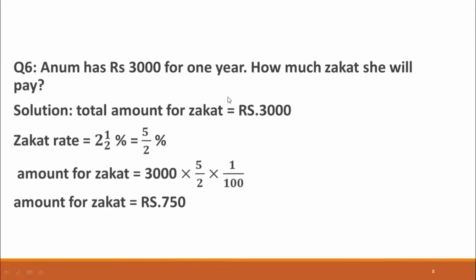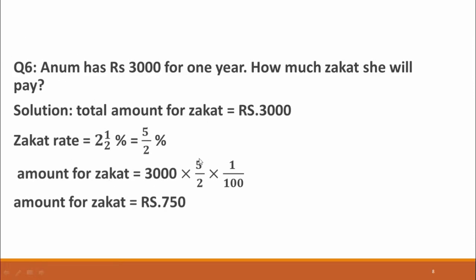Now, this is a very simple question. Anam has Rs 3,000 for 1 year. How much zakat will she pay? The total amount for zakat, this is the total amount, 3,000. And the zakat rate is 1 over 2 mean 5 by 2, that is 2.5%. So what will be the zakat for this person?